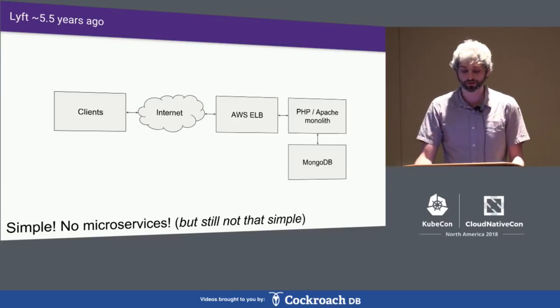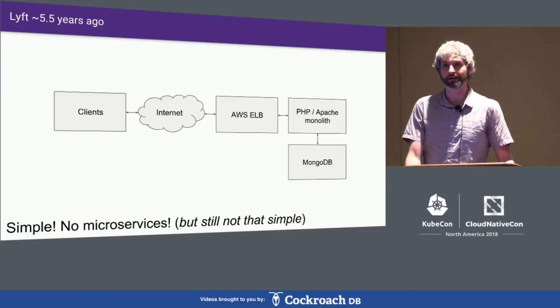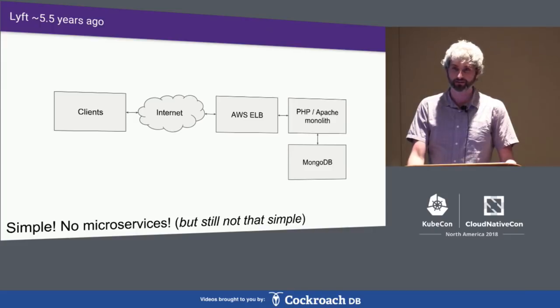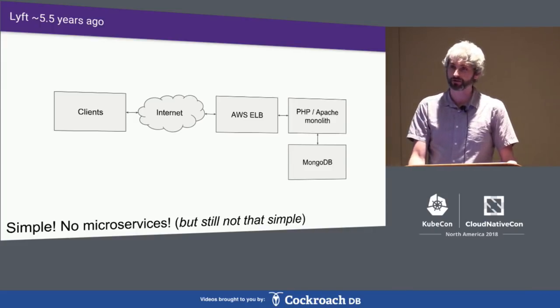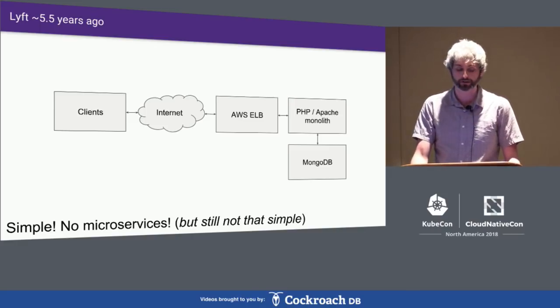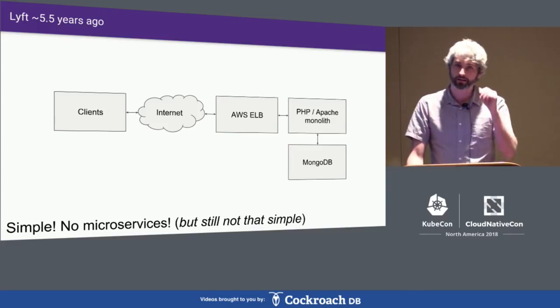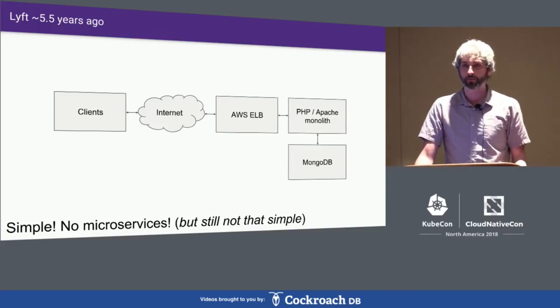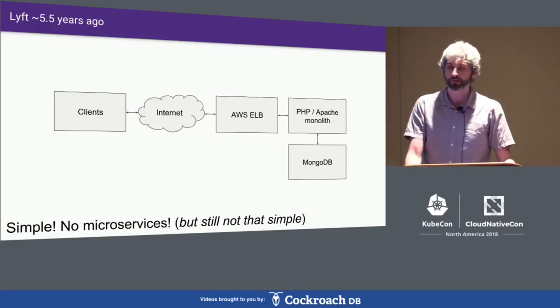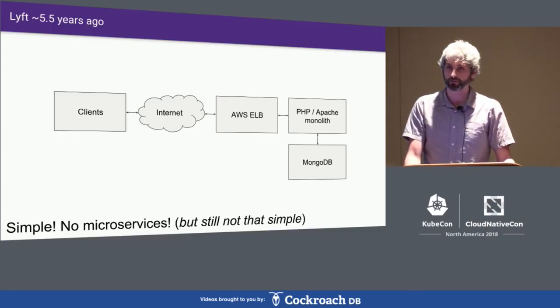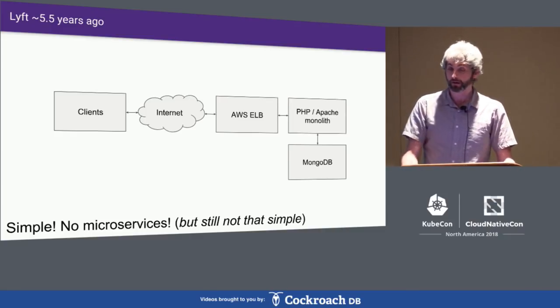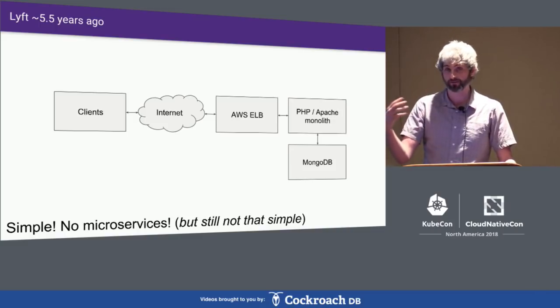So let's go into a little history of how Envoy came to be at Lyft. This is Lyft's architecture about 5.5 years ago at this point. It's a pretty typical monolithic architecture. Clients, internet, Lyft is entirely cloud-based. So cloud load balancer. At the time, Lyft was a PHP Apache monolith and a single database. This is how almost everyone starts.